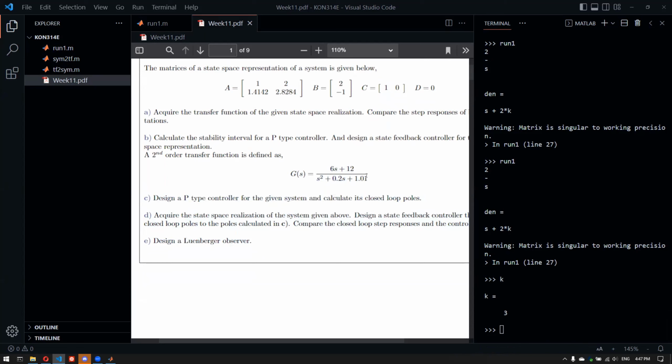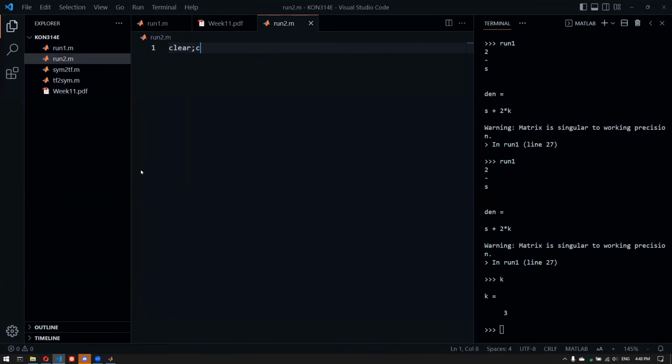So what happens if we have a transfer function instead of having an ABCD matrix here? We kind of have covered it, but I'm just going to talk about a more detailed conversion here. So this is going to be basically our transfer function here: 6 times s plus 12 divided by s squared plus 0.2s plus 1.01.